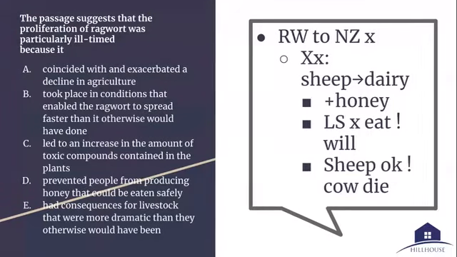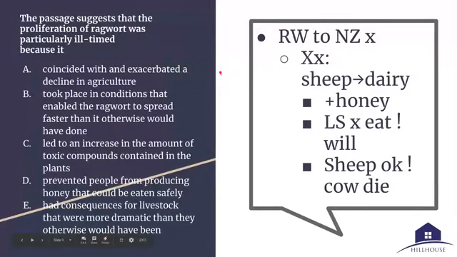Okay, so this is asking you about the proliferation of ragwort and why it was particularly ill-timed. So check these answer choices against your notes. Do they talk about a decline in agriculture? Well, they talk about a shift, but not a decline. So no, A is no good.